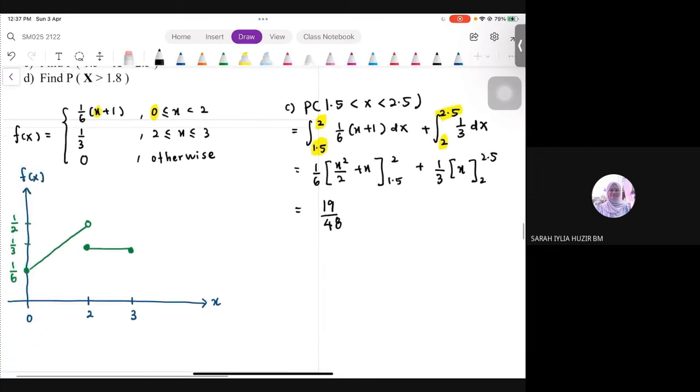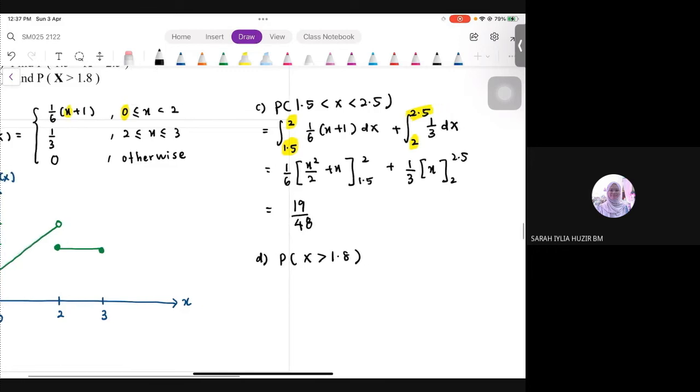And then last one, part D. D, we have to find probability when x is greater than 1.8. Okay, so for 1.8, it's in the first function. If it goes to positive infinity, so we have to use the second function. So maksudnya sekarang yang berbeza dia sikit je bahagian limit. So start with 1.8, still have to stop at 2 sebab tu kawasan untuk first function.